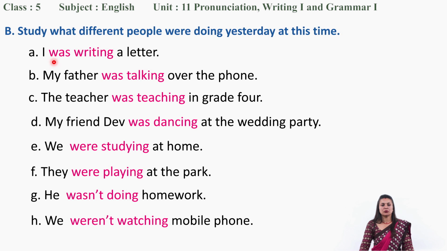Very good. I was writing a letter. The next one. Okay. My father was talking over the phone. Let's read the sentence C. The teacher was teaching in grade 4. Sentence D. My friend Dave was dancing at the wedding party. Sentence E. We were studying at home.